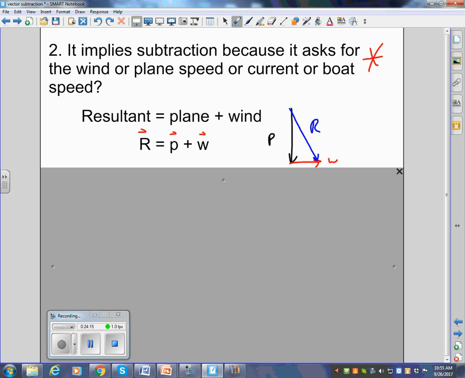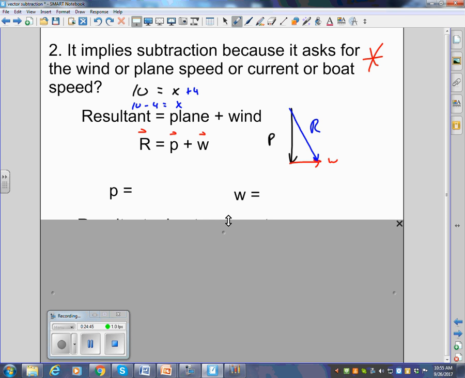If all you had was this, if I said 10 is equal to x plus 4, to make it a little simpler, how do you solve for x? Take the plus 4 to the other side and it becomes? No, 10 minus 4, right? You subtract. So if I'm looking for the wind or the plane speed, what is the plane vector equal to?